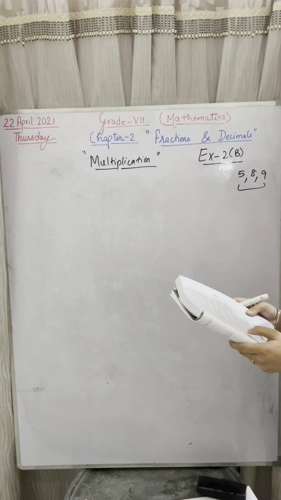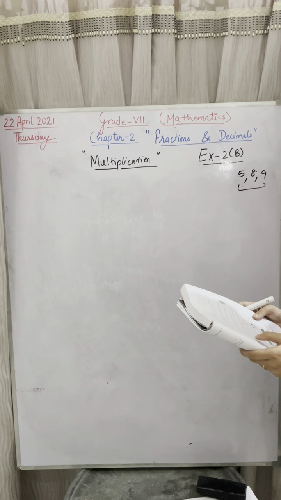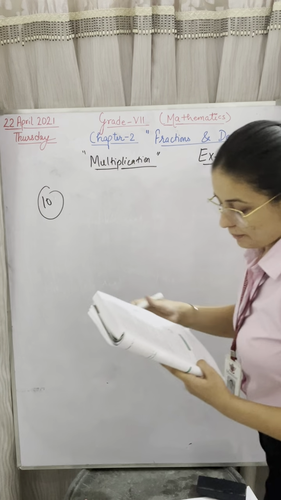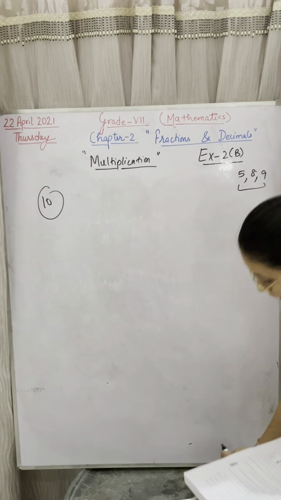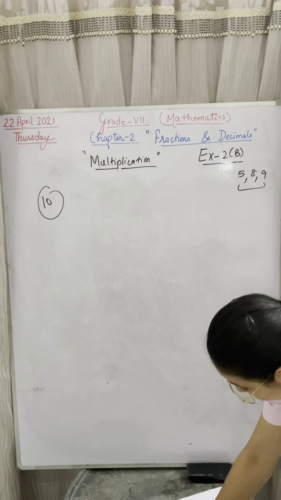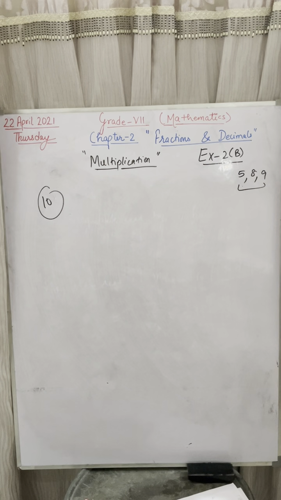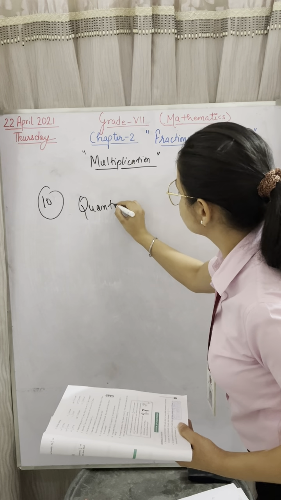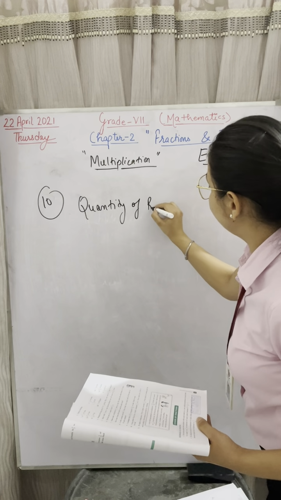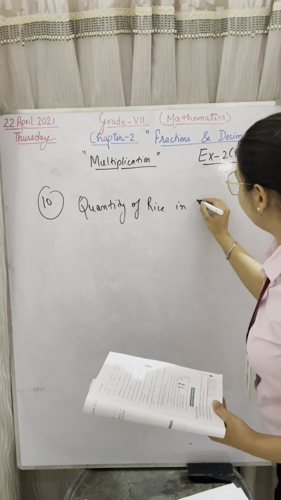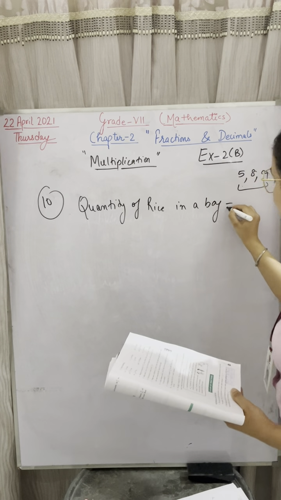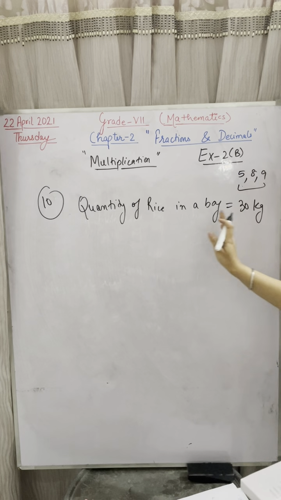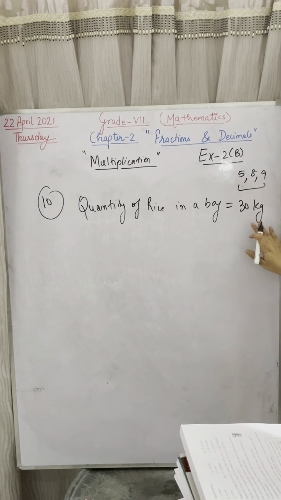The 10th question is: a bag contains 30 kg of rice. Very, very easy. So how can you compute? The main thing is how you are making the statement. In this way you have to write: quantity of rice in a bag is given, that is how much? 30 kg. Quantity of rice in a bag is given 30 kg.